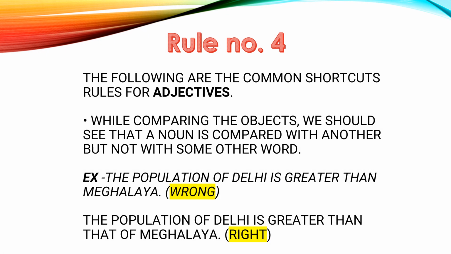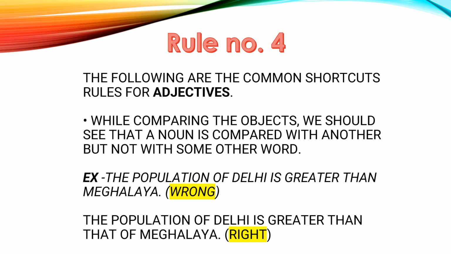Moving to the next, rule number 4. The following are the common shortcut rules for adjectives. Now we are going to talk about some of the common shortcuts, mistakes and rules related to adjectives. While comparing objects, we should see that a noun is compared with another noun but not with some other word.